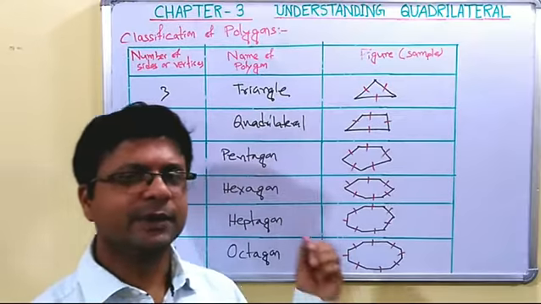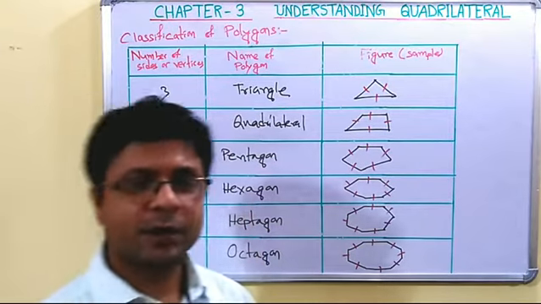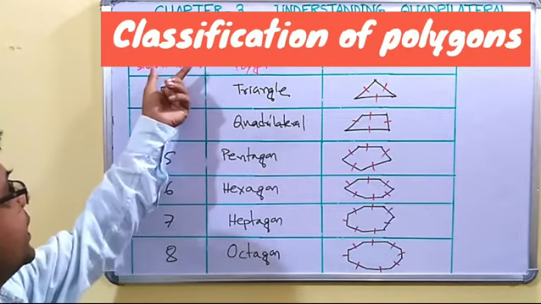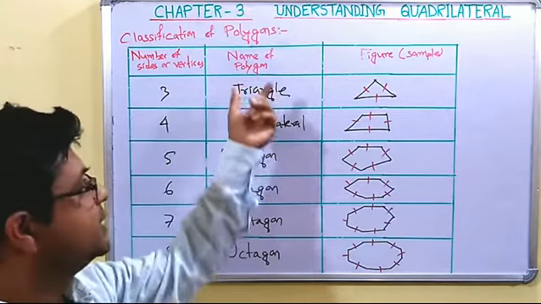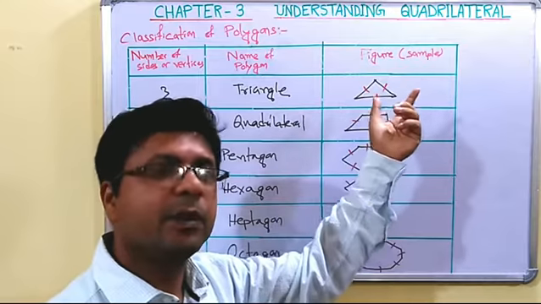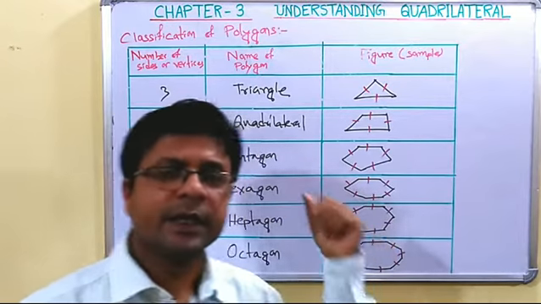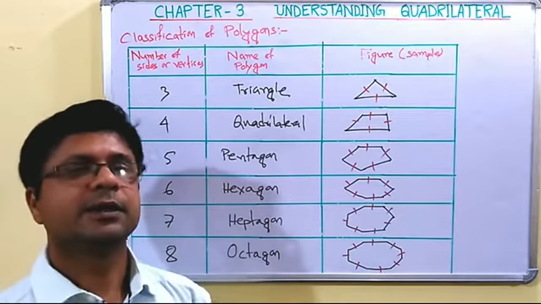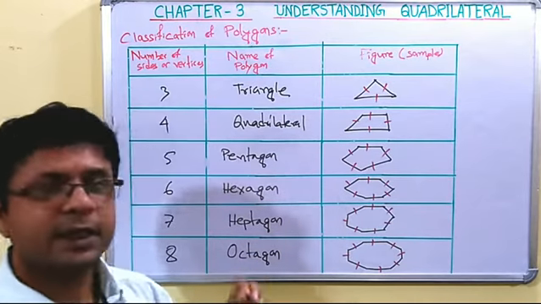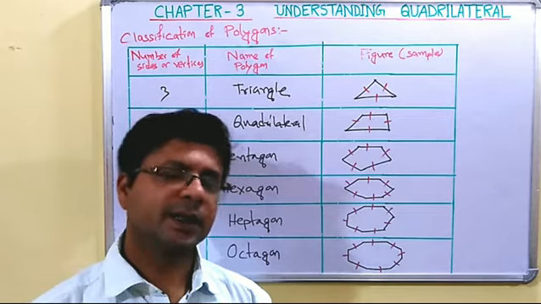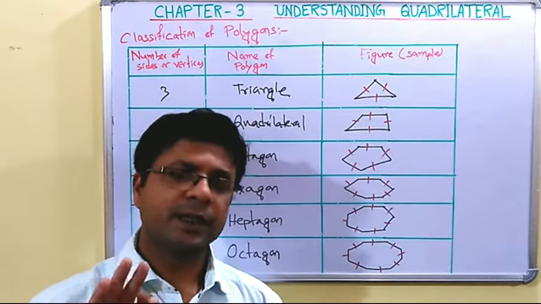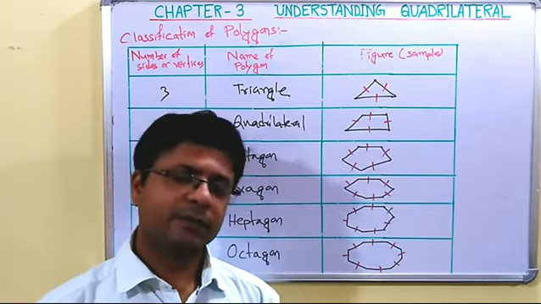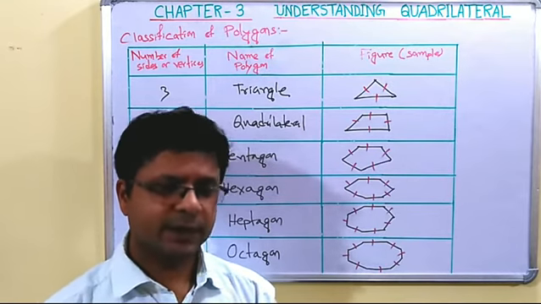Alright students, here we made a chart for the classification of polygons. This is the column for number of sides or vertices. This is the name of the polygon, and here the sample figure of that particular polygon. In the first column we have taken the number of sides or the number of vertices. Always try to make it clear that in a polygon the number of sides and number of vertices will remain the same. Suppose there are 3 vertices, so there will be 3 sides. The number of vertices is 4, so there will be 4 sides. So the number of vertices and number of sides are the same.